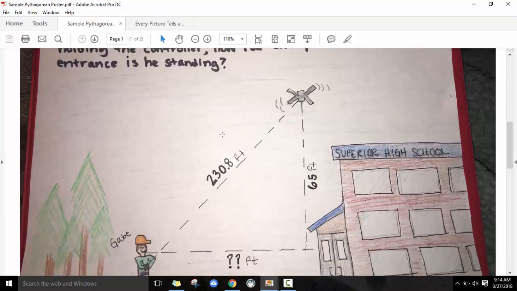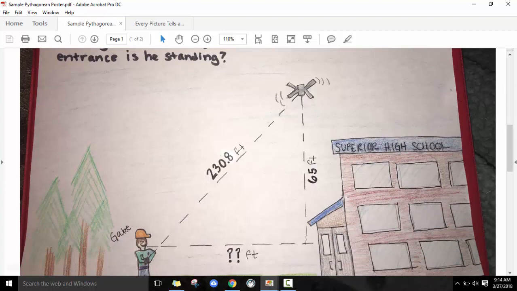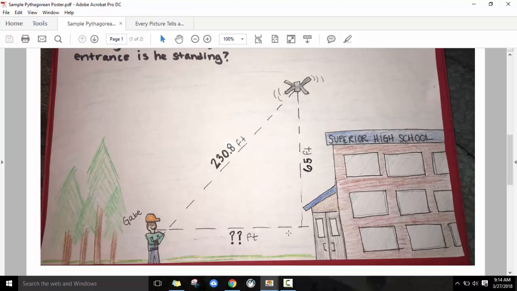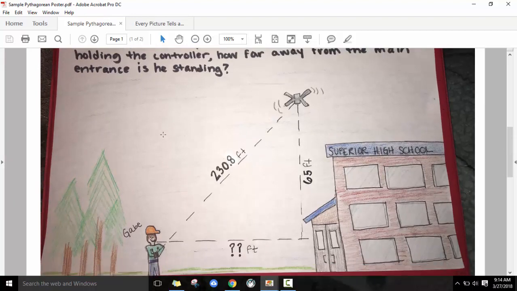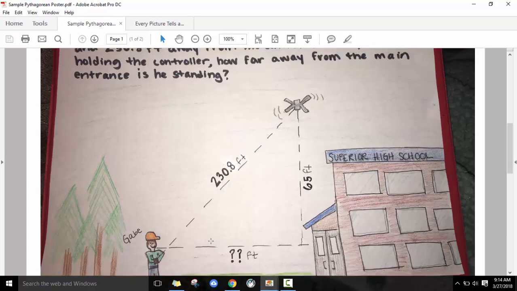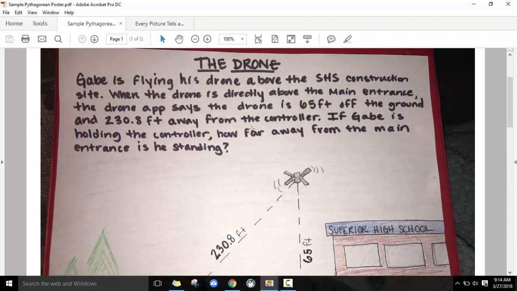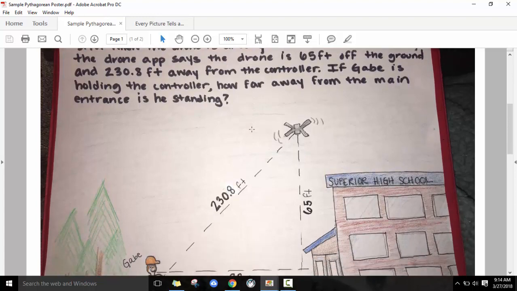And then in my diagram, you can see that I gave them the hypotenuse, 230.8 feet was Gabe from the drone. The drone was 65 feet above the entrance. And then I put a question mark on what they're finding. The question said, how far away from the main entrance is he standing? And so this is what they're trying to find out. Notice that I have details, I have color, I have a clear diagram with the measurements on it. The question is clear, the spelling and grammar is all appropriate.